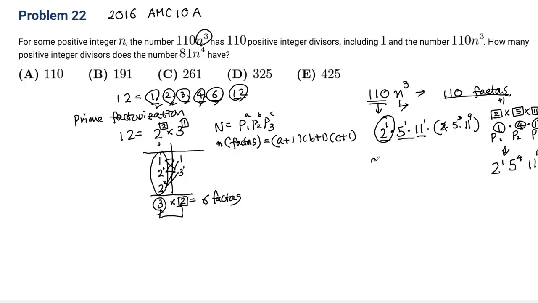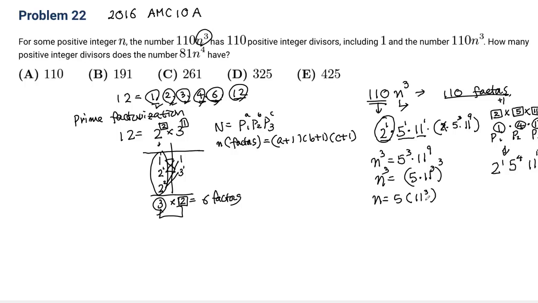So actually n cubed equals 5 to the third power times 11 to the ninth power. When you divide the exponents by 3, take them all out. So n equals 5 times 11 to the third. This is the third, this 3. So n is 5 times 11 cubed. That's it. That is the value of n.